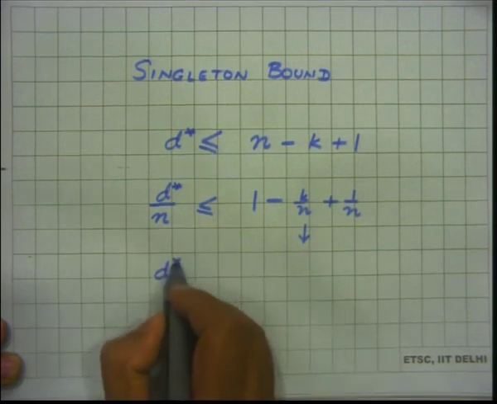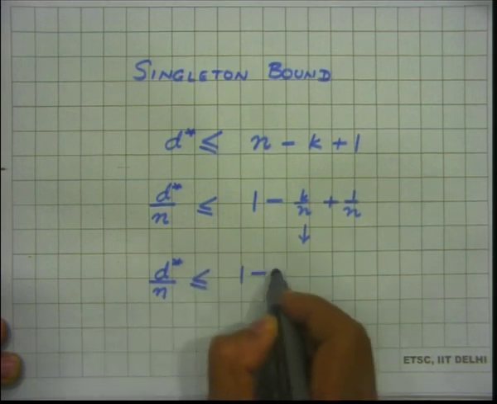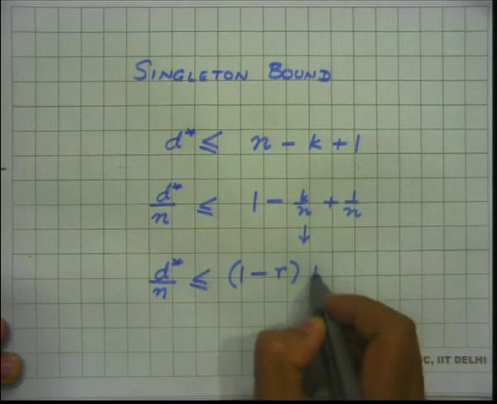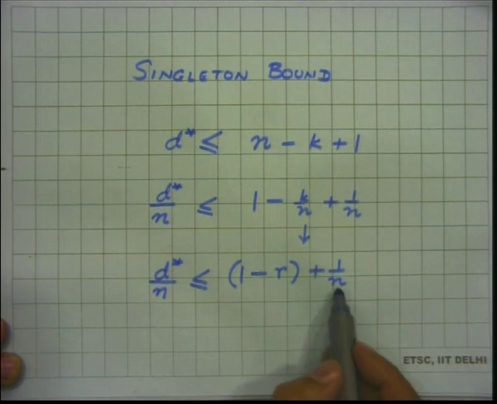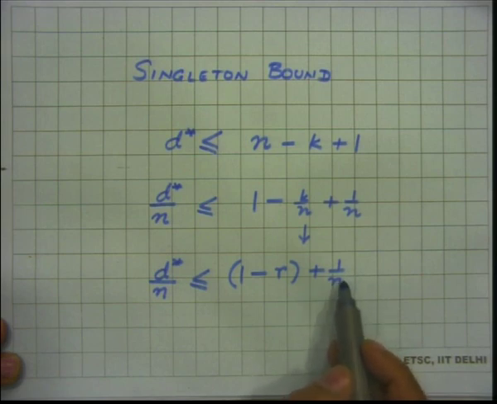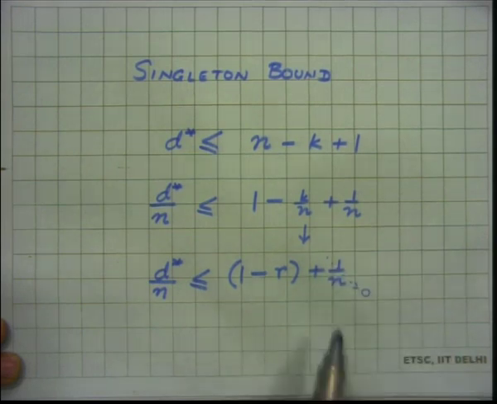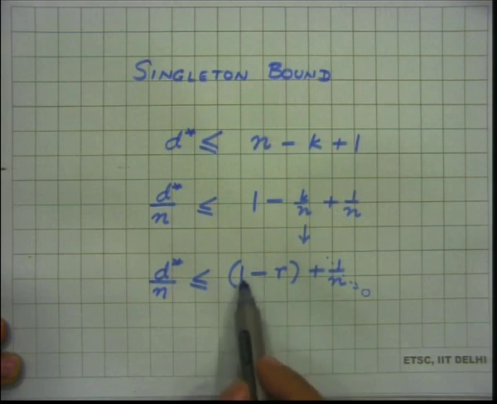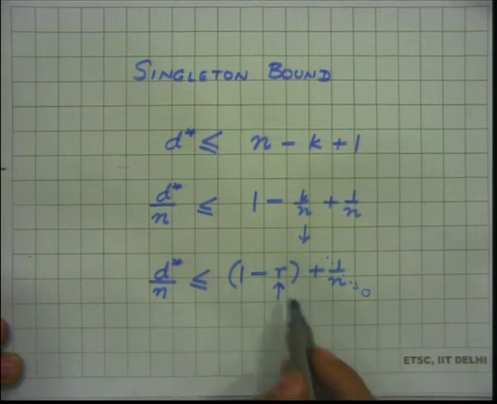So, you have the normalized minimum distance 1 minus r plus 1 over n. So, as you let n tend to a large number, that is, you are looking at a larger and larger block length, this quantity kind of tends to 0 and you are upper bounded by 1 minus the code rate R. But please note, R has a strong physical significance.